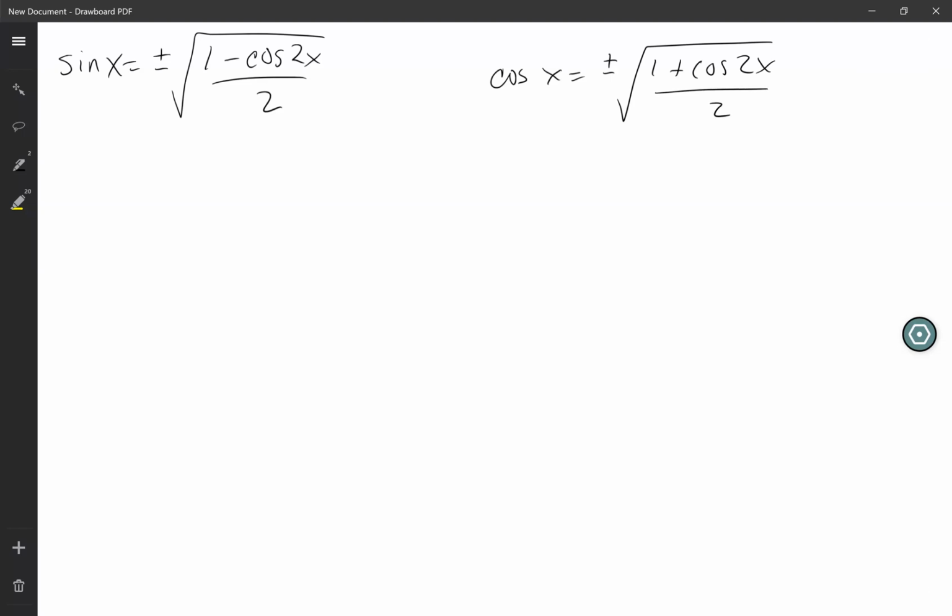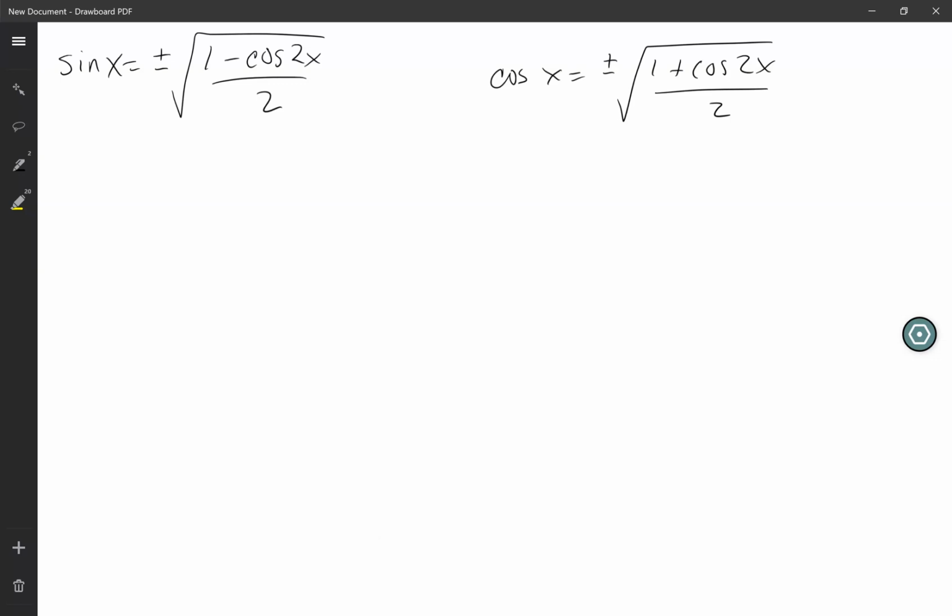Again, you don't always leave the plus or minus out in front. You choose either plus or minus depending upon which quadrant that x is in. Okay, that's important. Also notice that whatever this x is, when you're using the formula, you're going to double it when you plug it in here. So let's do a couple of extra examples here.